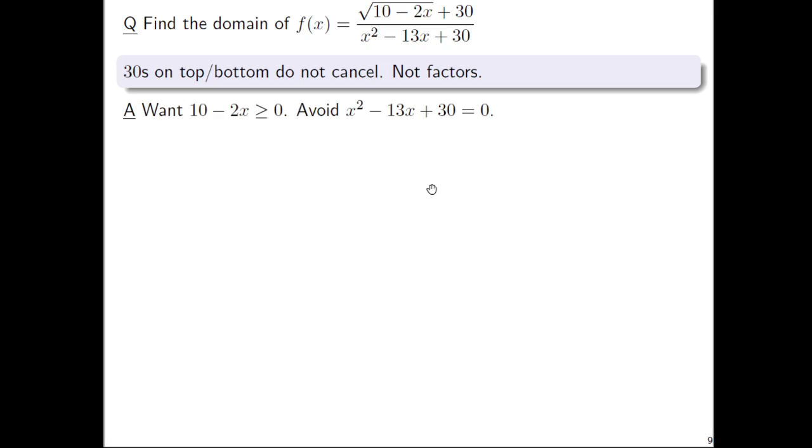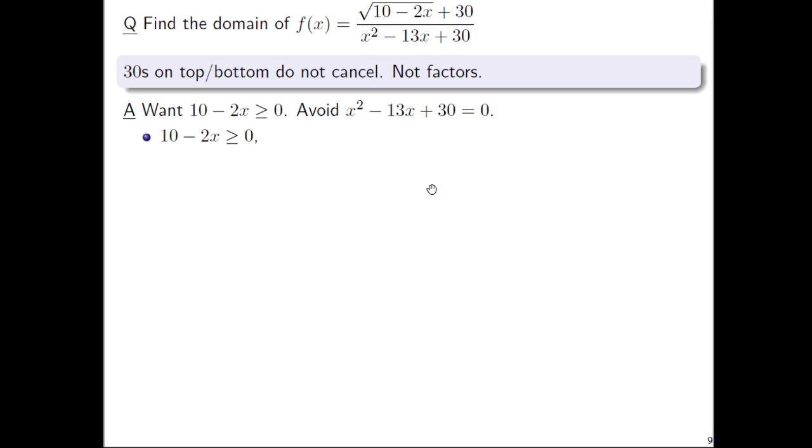So, what do we want? We need the stuff inside the radical to be greater than or equal to 0. The thing that we're going to take the square root of is 10 minus 2x, and we don't want that to be negative, so that needs to be greater than or equal to 0. We also need to avoid the situation when x squared minus 13x plus 30 is equal to 0.